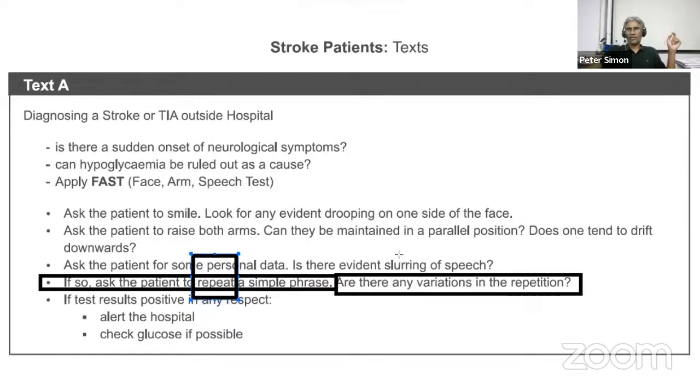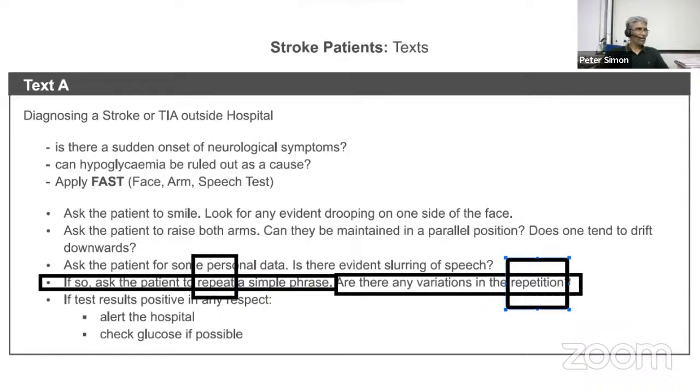And here he said repetition. See, the word is changed. If so, ask the patients to repeat a simple phrase, to repeat the same phrase which you have spoken. And if there is any variation, then you will understand that he has a problem.